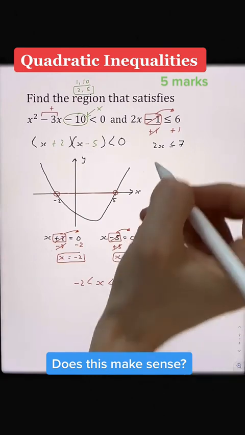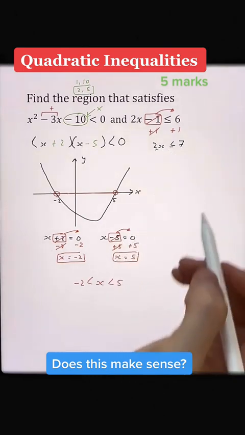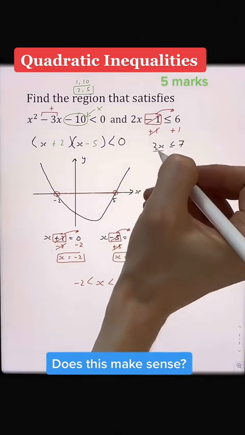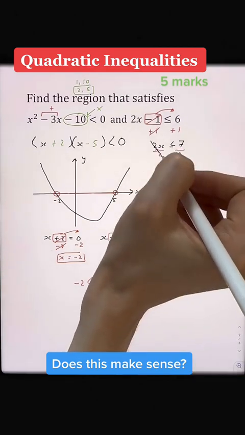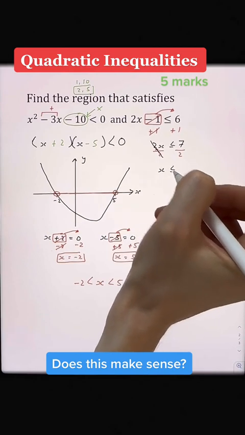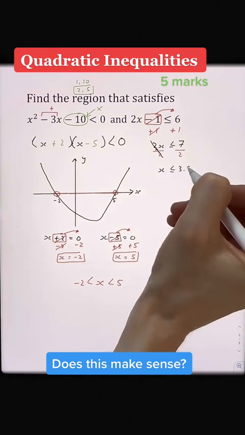2x in algebra means 2 multiplied by x. And as I want to get x by itself, the opposite of times by 2 is to divide both sides of our inequality by 2. On the left-hand side, 2 over 2 will cancel to leave us just x. And on the right-hand side, 7 divided by 2 will give us 3.5.